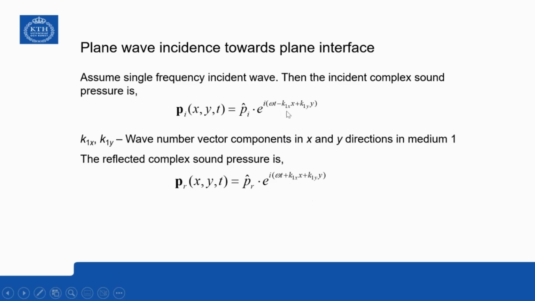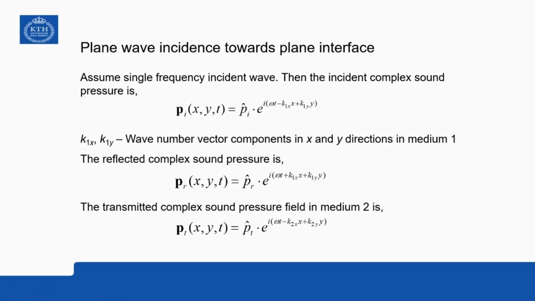Otherwise, since it's the same medium, the angle of incidence is equal to the angle of reflection, so the magnitudes of this k1x must be the same in both cases. It's only the sign that is different. So that is the reflected complex sound pressure.